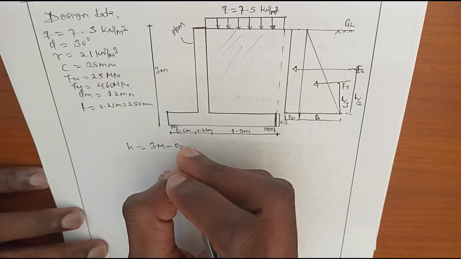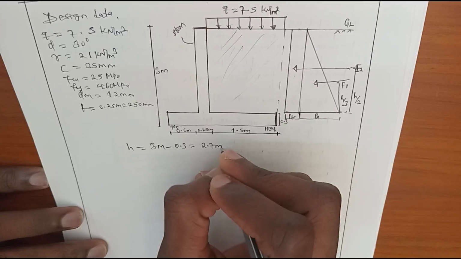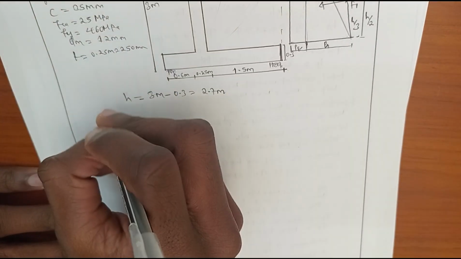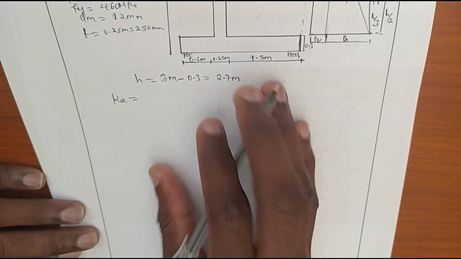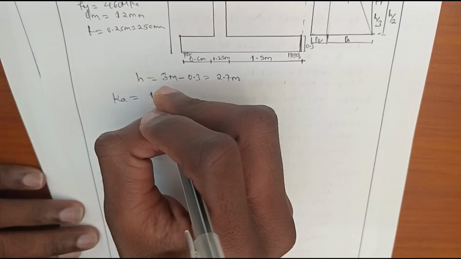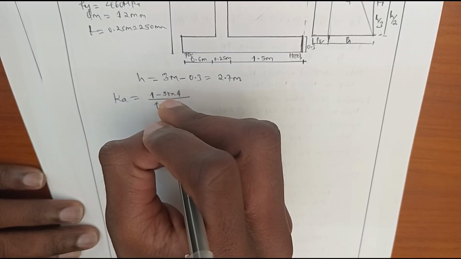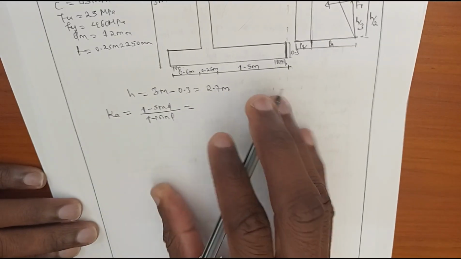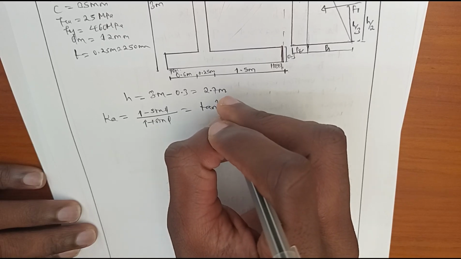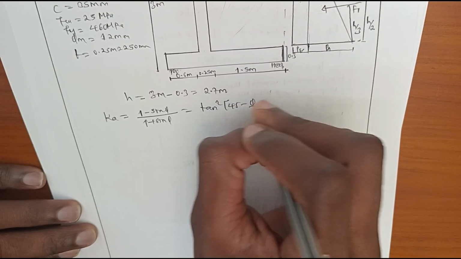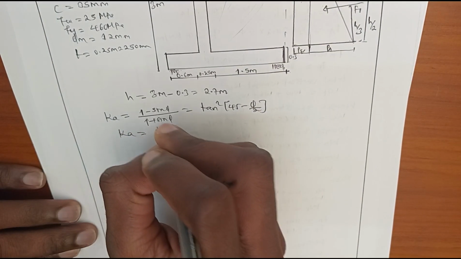So to obtain the height of steam, it will be equal to 2.7 meters. After that, let's find the coefficient of active pressure. Coefficient of active pressure is obtained by taking 1 minus sine internal angle of friction over 1 plus sine internal angle of friction. For more simplification, it gives tan square 45 minus internal angle of friction divided by 2.